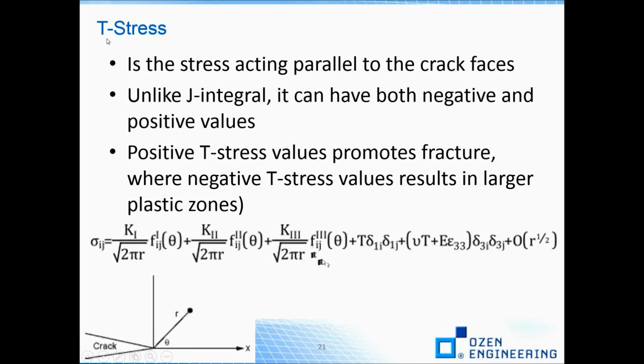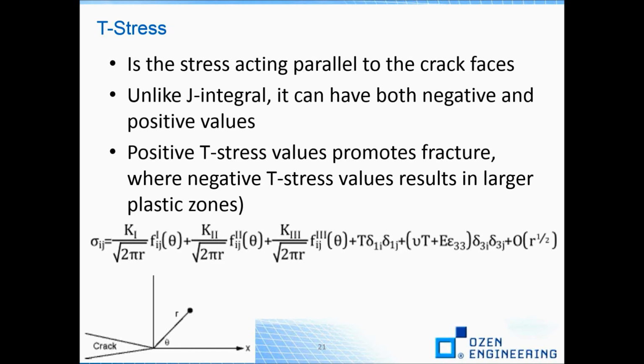Another important fracture parameter is called the T-stress. It is the stress acting parallel to the crack faces and is linked to the level of crack tip triaxiality. In other words, it provides three-dimensional information about the crack. Unlike J integral, it can have both positive and negative values, and its sign and magnitude provide valuable information about the size and shape of the crack tip plastic zone.